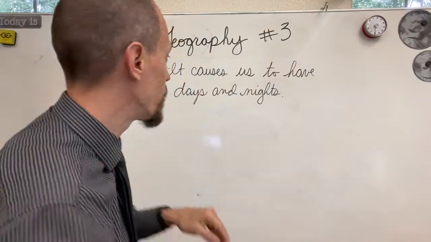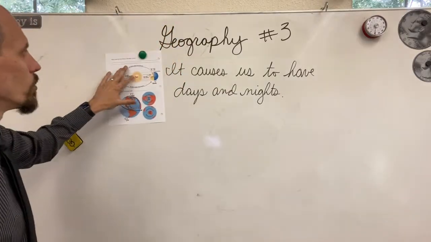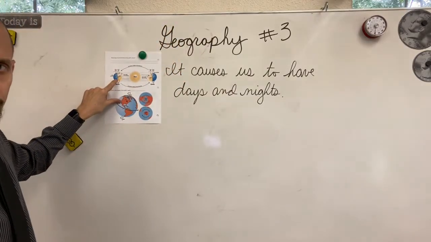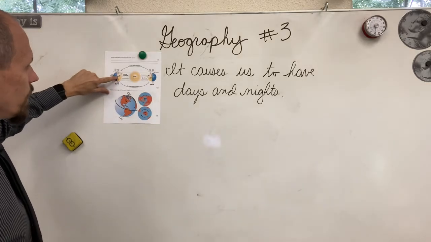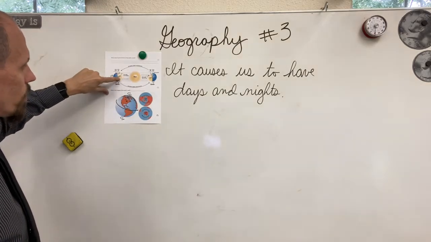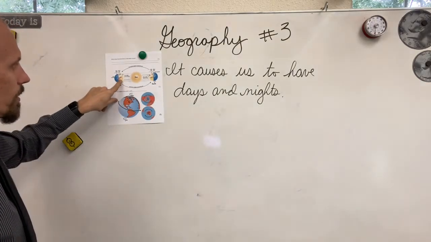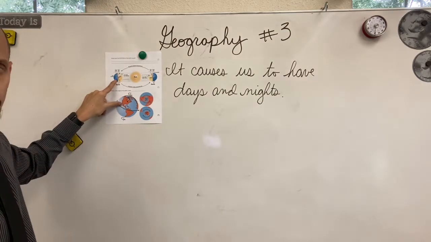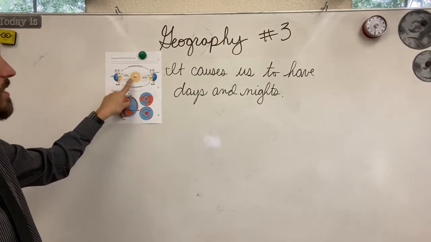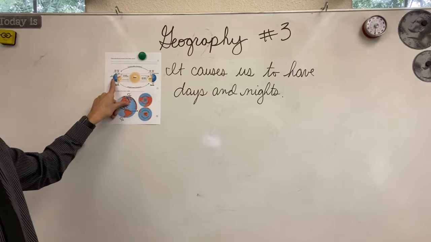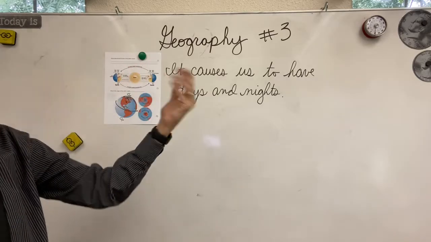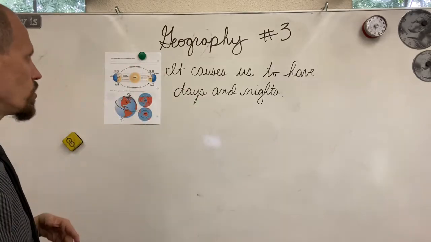So I want you to notice your paper. Look here. You have the sun, right? And notice how the earth is towards the sun. It's daylight on this side and it's dark on this side. While one side of the earth is facing the sun, it's bright, and the other side is dark. And as it turns, the other side gets the light and the other side becomes dark.